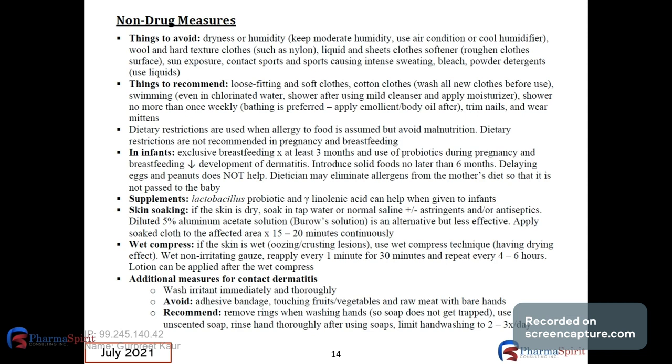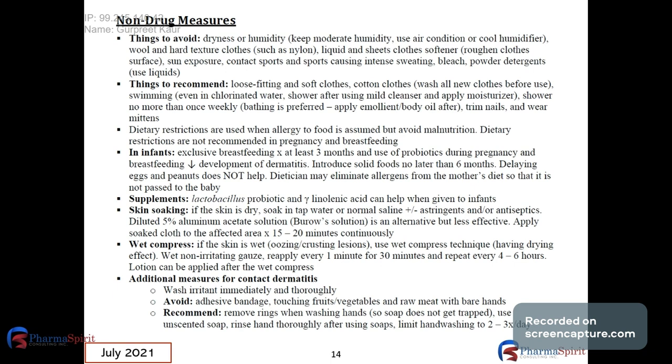Dryness or humidity. Not too much dryness, not too much humidity. Keep moderate humidity. Use air conditioning or a cool humidifier. Wool and hard texture clothes, such as nylon and synthetic fibers, should be avoided. Liquid and sheet clothes softeners. The sheet clothes softeners are the ones that we put in the dryer to soften the clothes after washing them. We should avoid the liquid and the sheet clothes softeners. Why? Because they roughen the clothes surface. They cause erection of the fine fibers of the clothes, and this will roughen the clothes surface.